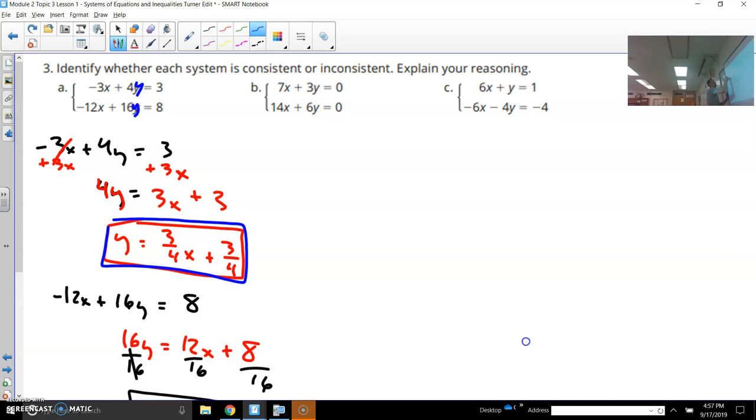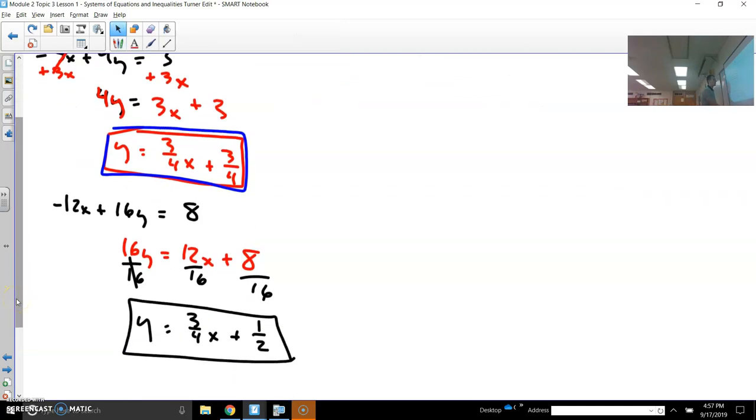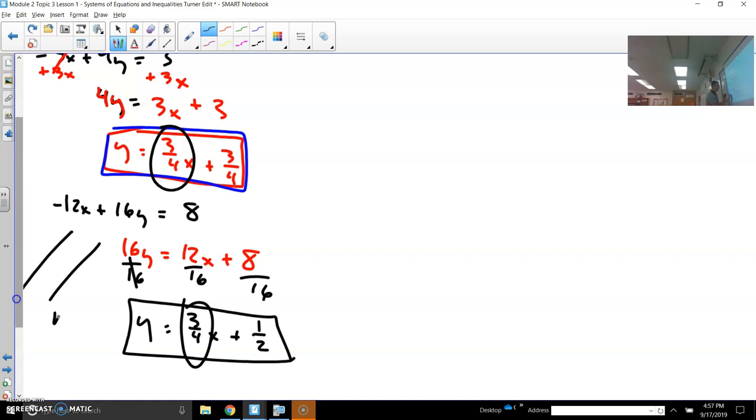Trying to get y by itself in the second one. Add 12 over. And divide by 16. And one thing that I notice is that these two lines are parallel. If they're parallel, that means they're going to have no solution. So for this one, I'm going to say it has an inconsistent system.